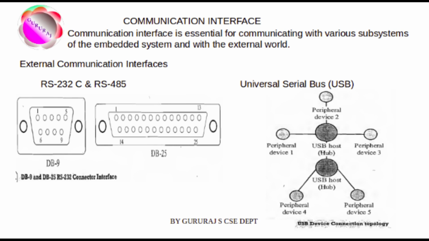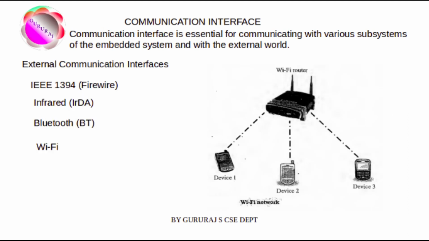Next external communication interface is IEEE 1394, that is Firewire. FireWire is an isochronous high-speed serial communication bus. It is known as High Performance Serial Bus (HPSB). The research on 1394 was started by Apple Inc. in 1985, and the standard for this was coined by IEEE.